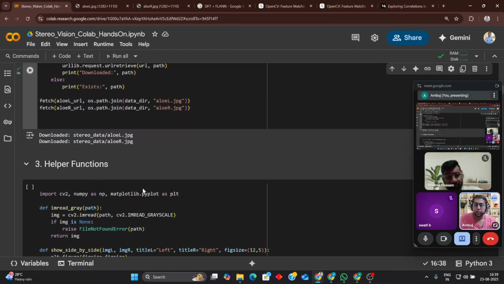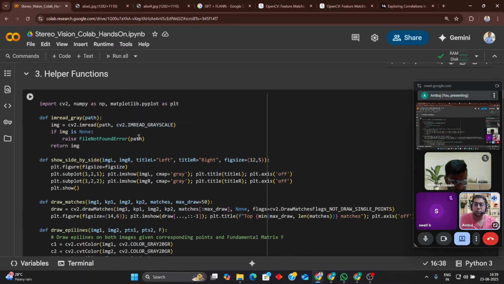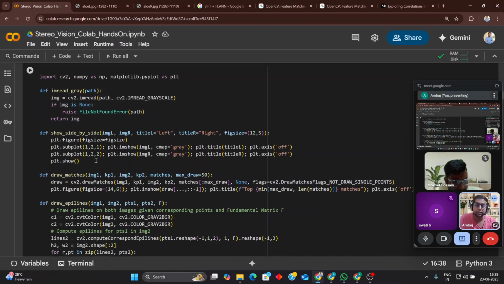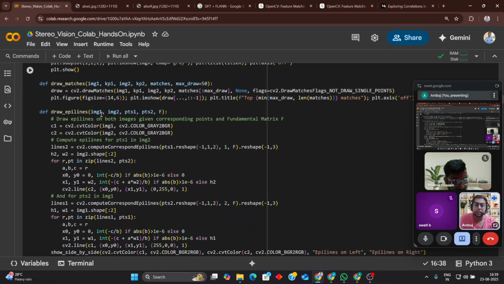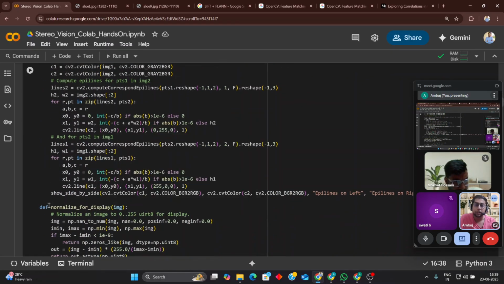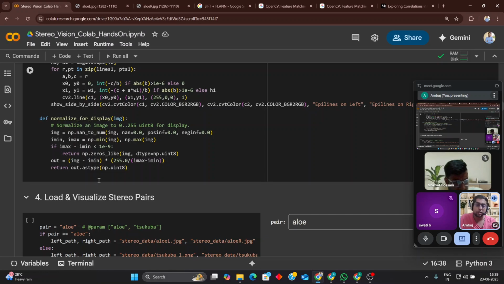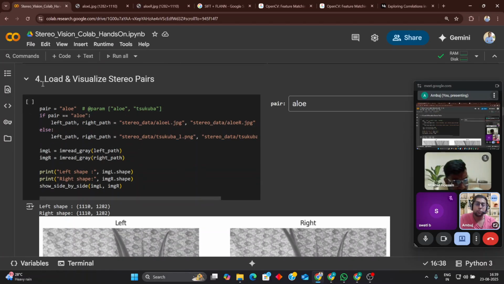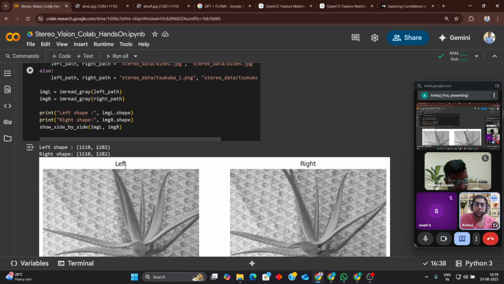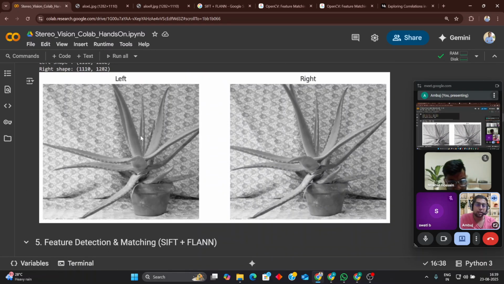Then I have included some helper functions: reading images as gray, meaning I am converting the image to grayscale, then showing side by side, then drawing matches, then drawing epilines, then normalizing for display. Then I am visualizing those stereo pairs here. So, pairs I have tried to visualize.